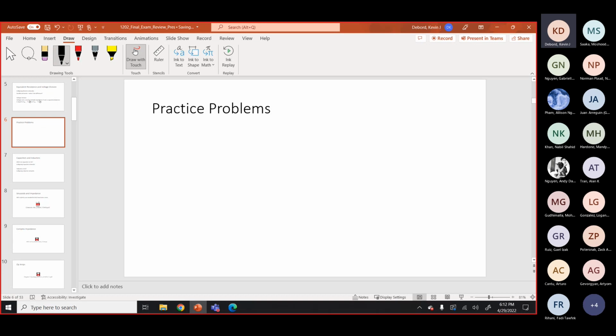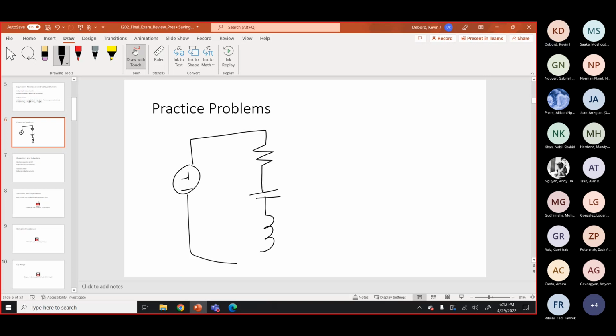So if we're gonna be adding these up in series, we just got a resistor, capacitor, and inductor. How do we go about adding these? The same way that we do it without the inverse. Okay, so you're saying the same way but without the inverse. Can you elaborate?